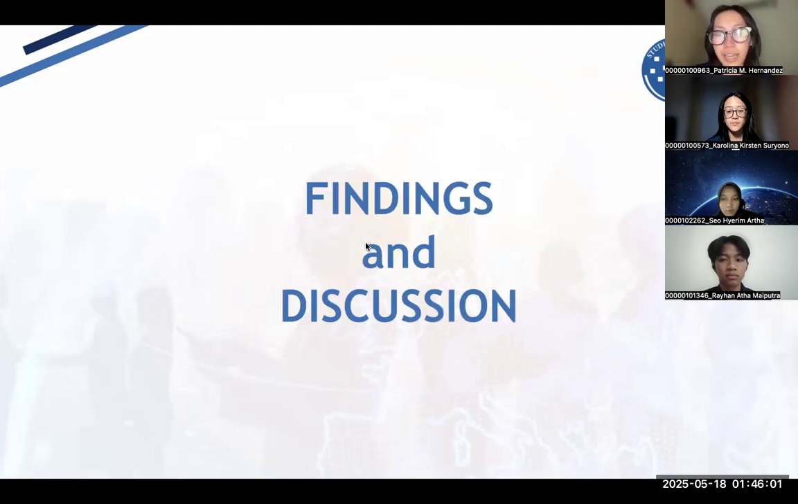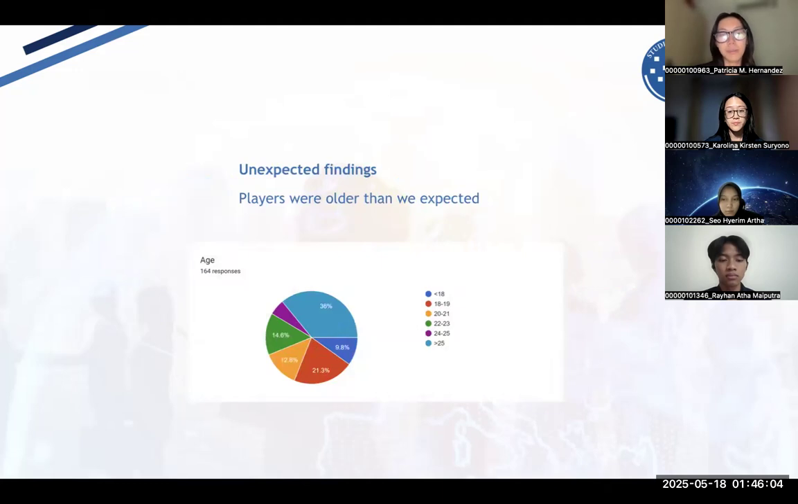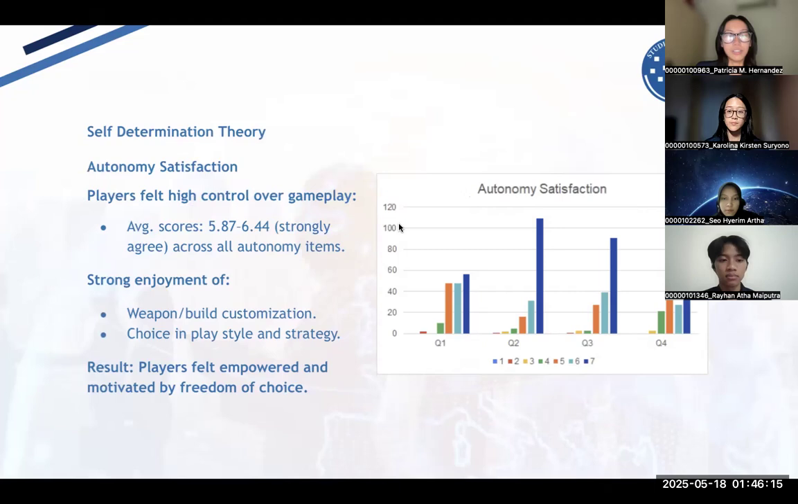And moving on to the findings and discussion. For the unexpected findings, players were older than we expected. We discovered 36% of respondents are above the age of 25 years old. Moving on to the autonomy satisfaction. Players reported feeling a strong sense of control and freedom in Hades. Scores ranged between 5.87 and 6.44, showing they appreciated weapon customization and choosing their own playstyle. This shows that players' agency was a major factor in motivation and replayability.